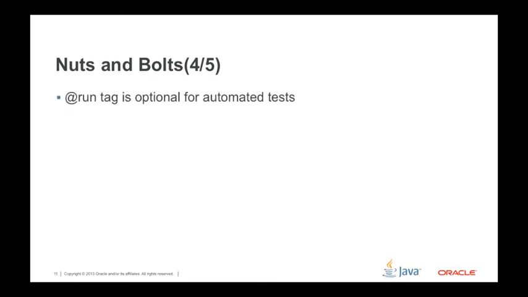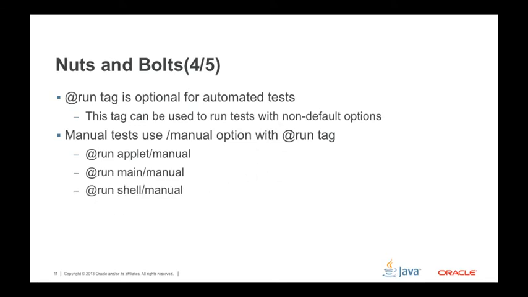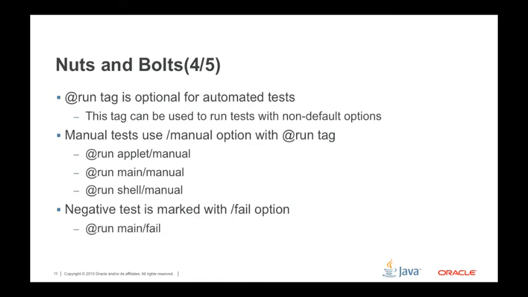The @run tag is optional for automated tests. This tag is used to run tests with non-default options. Manual tests use the /manual option with the @run tag. For example, @run applet/manual, @run main/manual, @run shell/manual. A negative test is marked with the /fail option. For example, @run main/fail, @compile/fail.